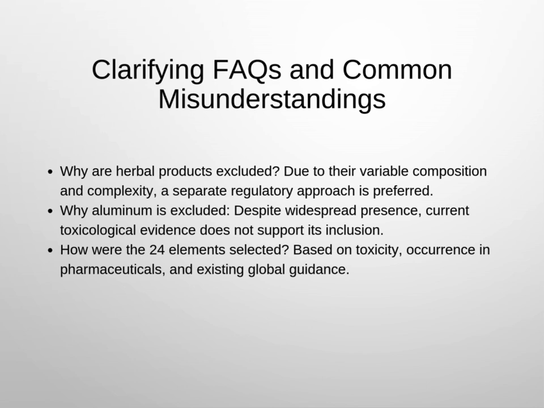Q3D often raises recurring questions. For example, why aren't herbal medicines included? Because of their complex, variable nature, they require a separate regulatory approach. Aluminum is another question mark. It's excluded since its toxicity profile and natural occurrence differ from other elements in the list. As for the 24 elements, they were selected based on global pharmacopeial guidance and observed risk in pharmaceuticals. These FAQs help refine our understanding and application of the guideline.